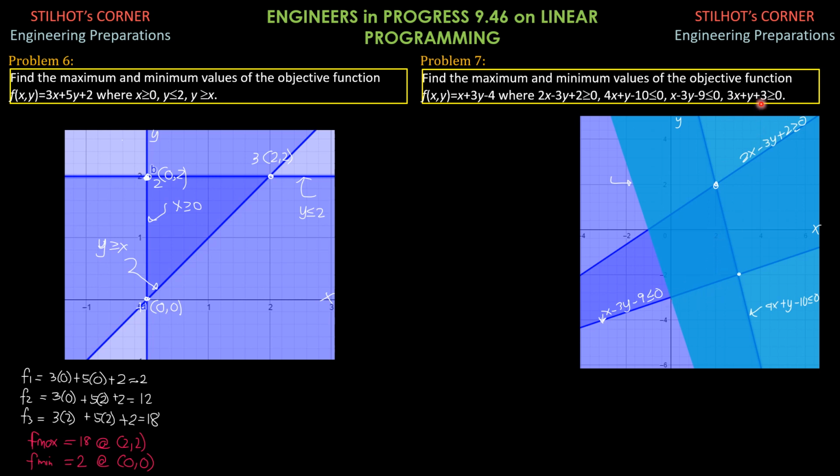Then finally, when x is 0, y is negative 3 here. And when y is 0, x is negative 1. So here. So connecting these 2 points, then extend. So this is the line 3x plus y plus 3 equals 0.